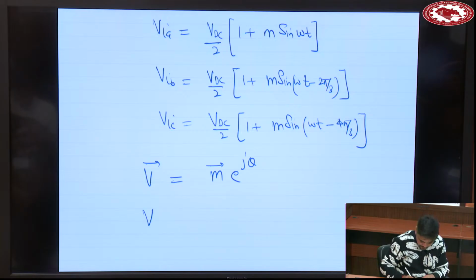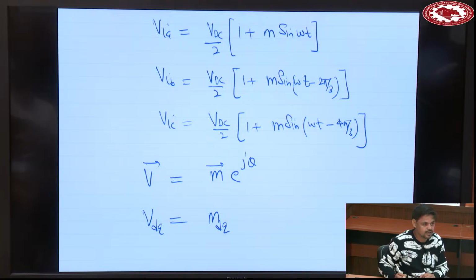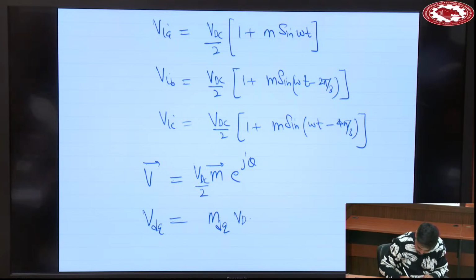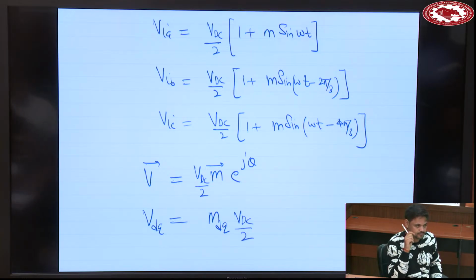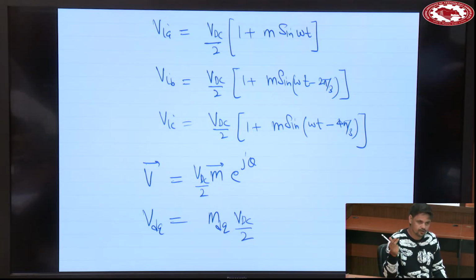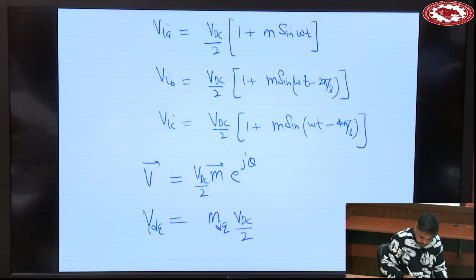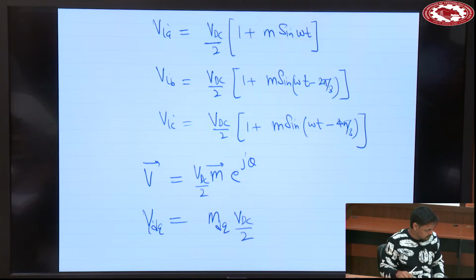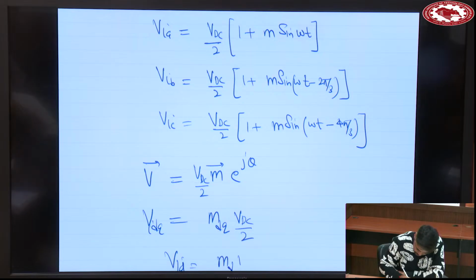So this VI dq becomes M dq actually. Here VDC by 2 will also come. Simple. You need to convert the above equations into space vector equations. So this M phasor will be M dq and VDC by 2. VDC by 2 will carry on. So you can replace this VI dq with M dq VDC by 2. So here VID will be MD VDC by 2 and VIQ will be MQ VDC by 2.